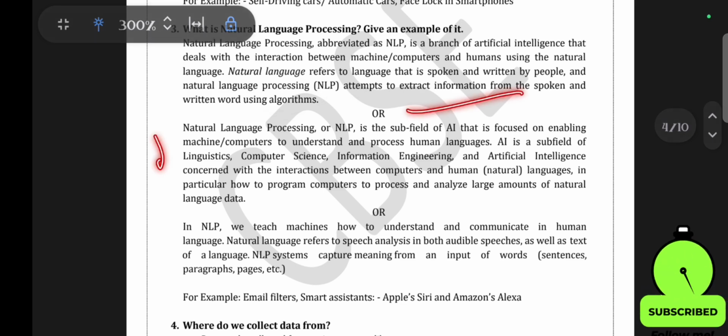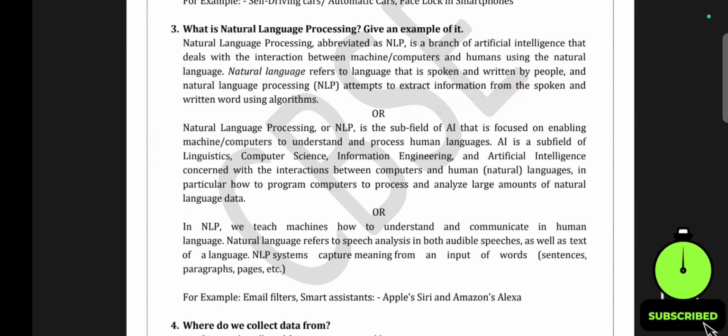Or you can write this also. NLP is the subfield of AI that is focused on enabling machine or computer to understand and process human languages. NLP is subfield of linguistics, computer science, information engineering, and artificial intelligence, concerned with interaction between computer and human languages. In particular, how to program computer to process and analyze large amount of natural language data. So I will prefer to not write this one.